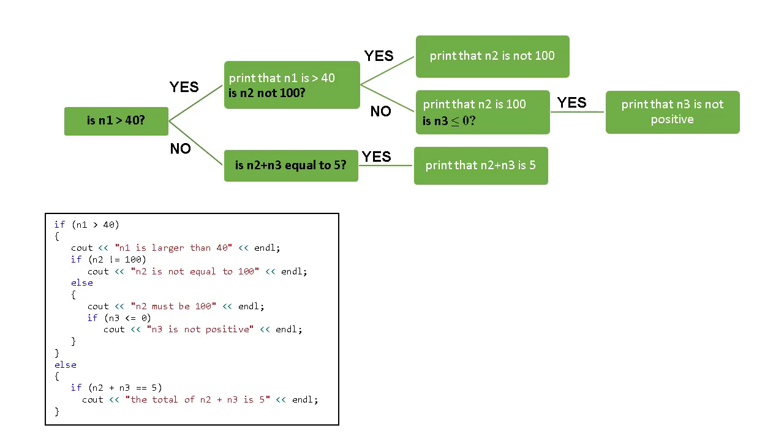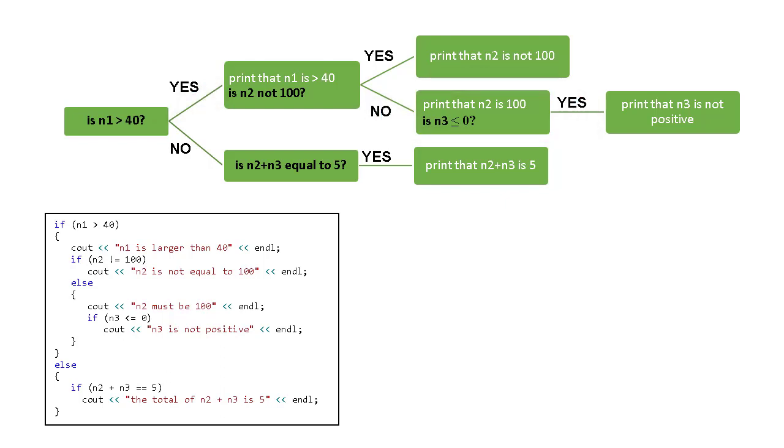For instance, how would I get to print that n2 is equal to 100? This first if statement would have to be true, and then the second if statement would have to be false for me to get to this point on the path.